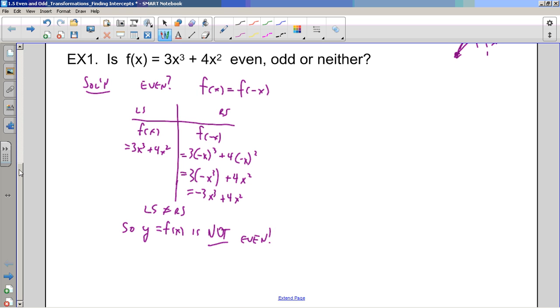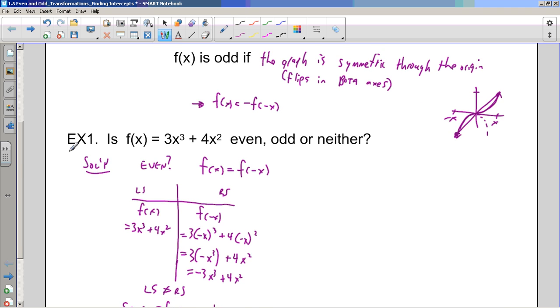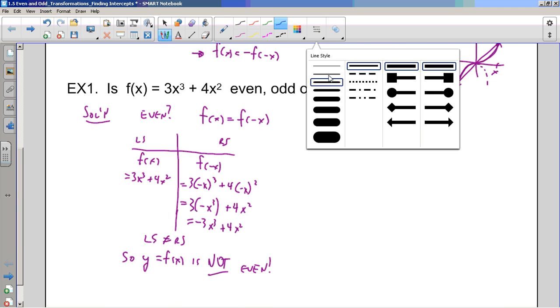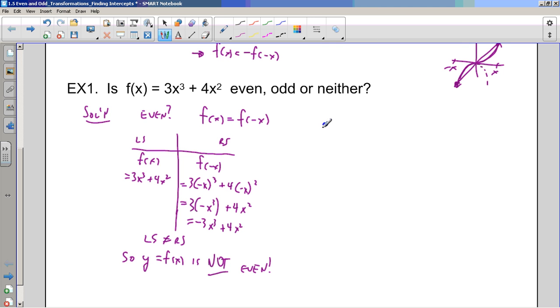So that means it's not going to be symmetric in its x-axis, or y-axis rather. Well, what about odd? Let's get a different color here. Switch things up. It's odd if f at x is equal to negative f at negative x. That's the algebraic definition. I'm going to take the same approach.